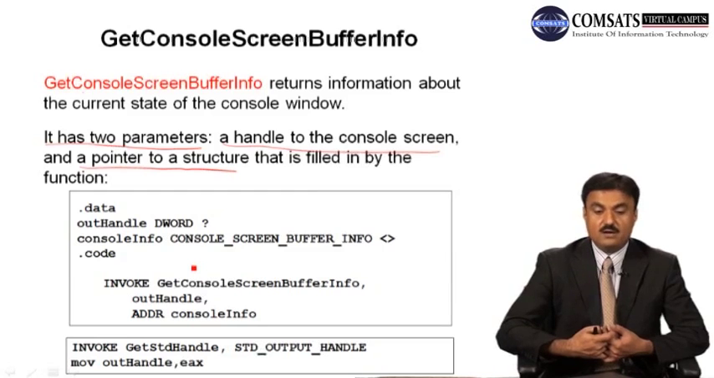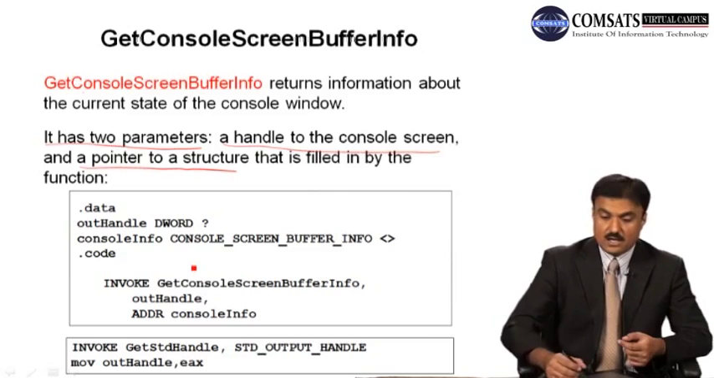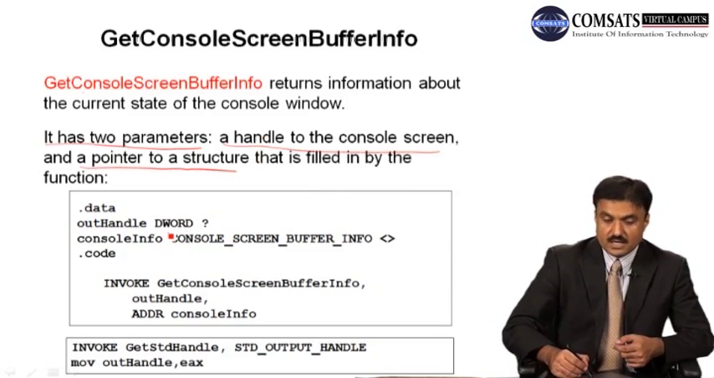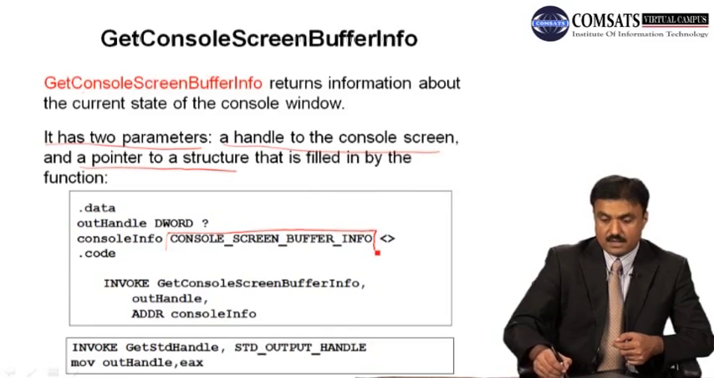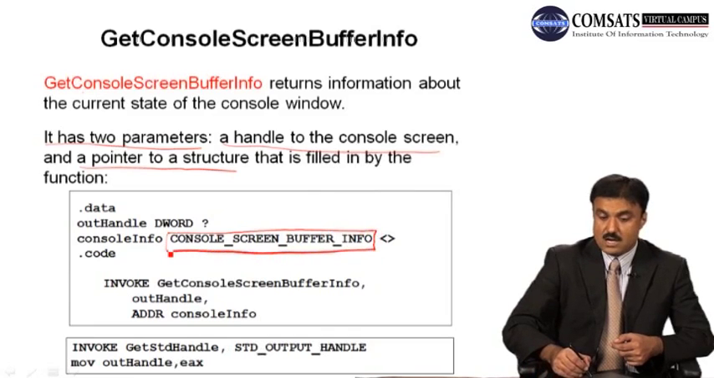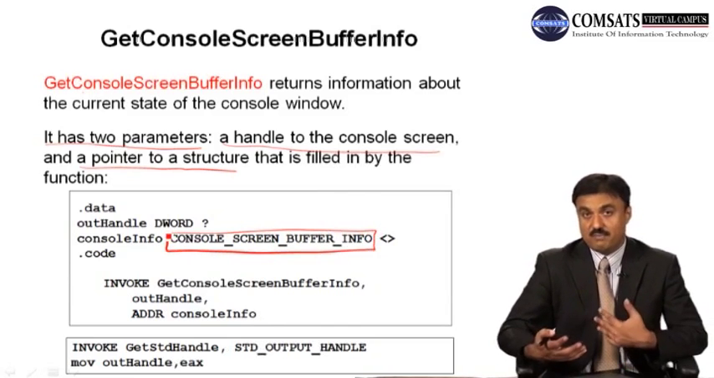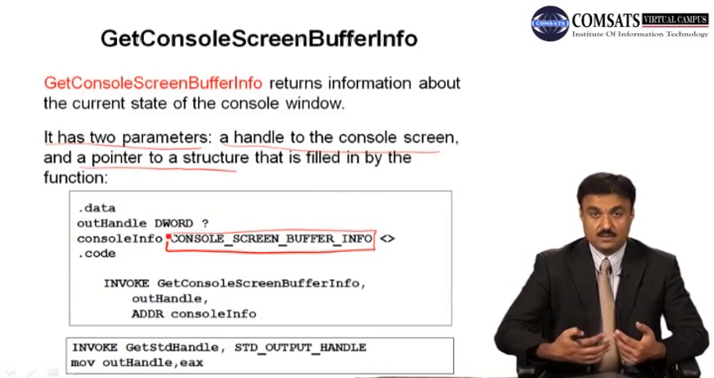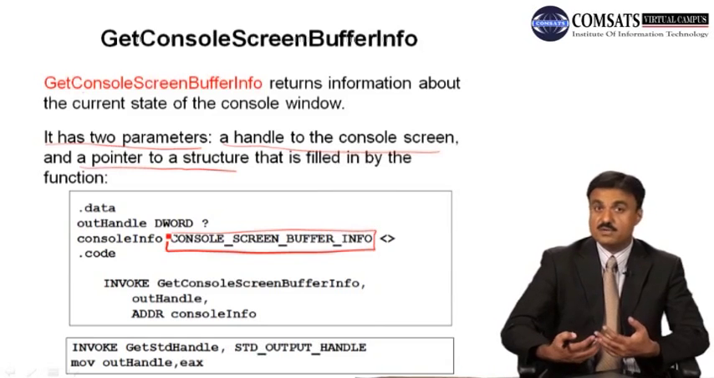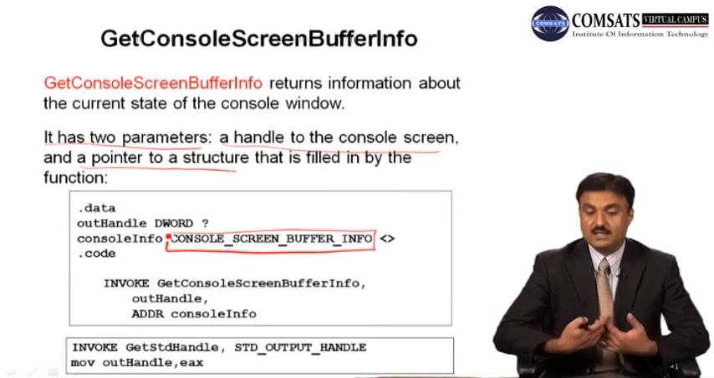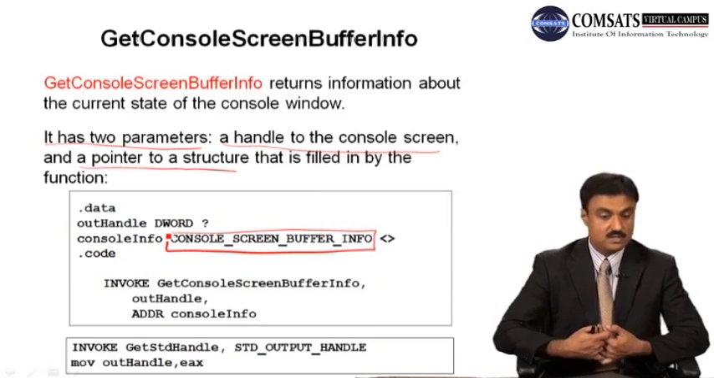So what we do, this function will receive the structure. Now what is the structure? The name of the structure is CONSOLE_SCREEN_BUFFER_INFO, or you can define your own structure. However, you must know what type of members this structure should have, or what type of information will be returned by the console screen buffer function.